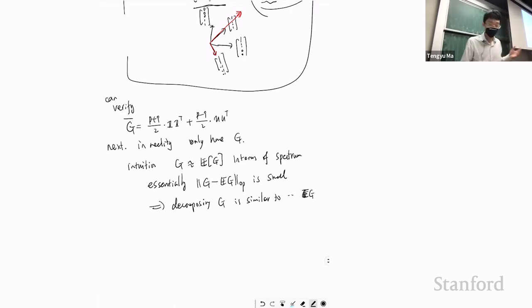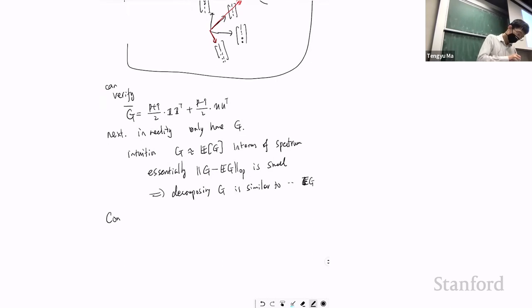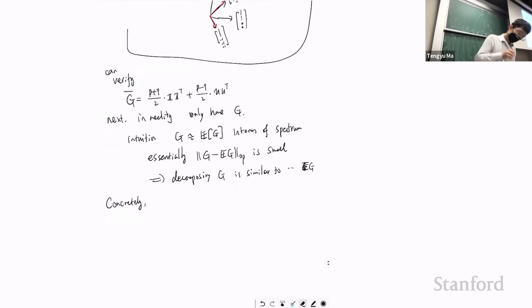That's pretty much it, and now you can see that the concentration inequality that we discussed in the early lectures in this course becomes useful. So concretely, what you do is the following. You write G.